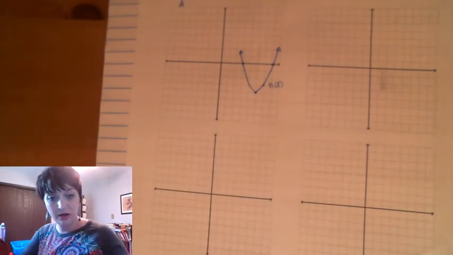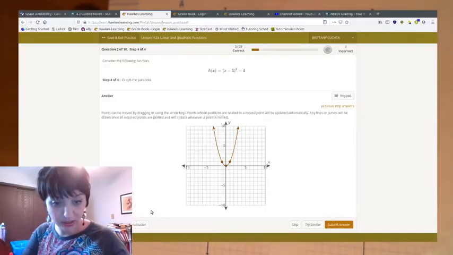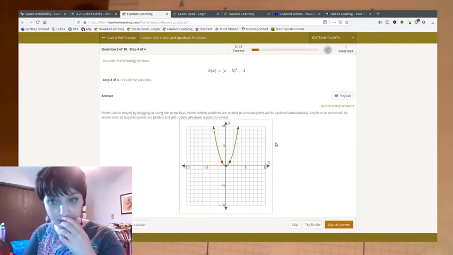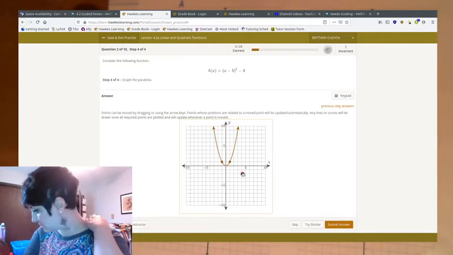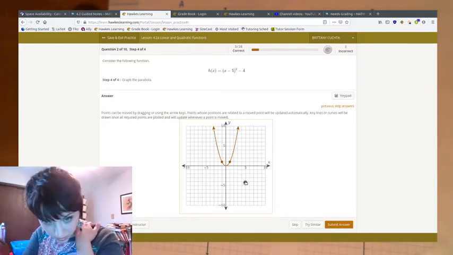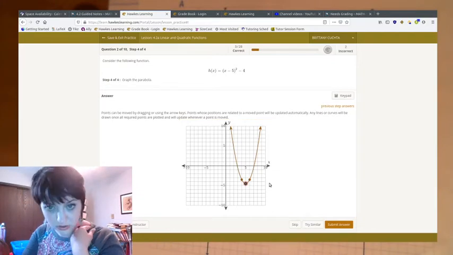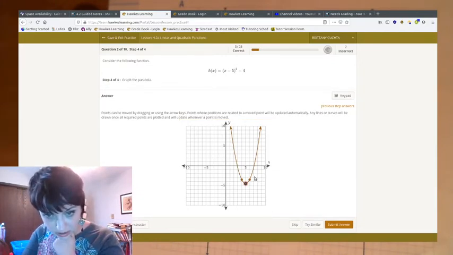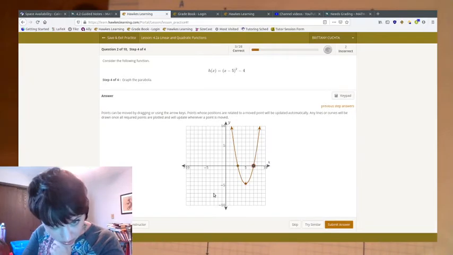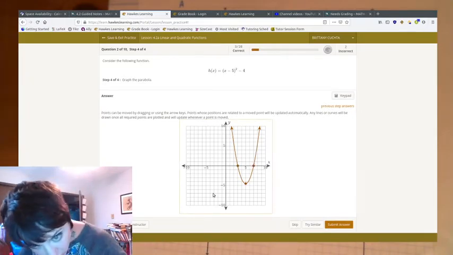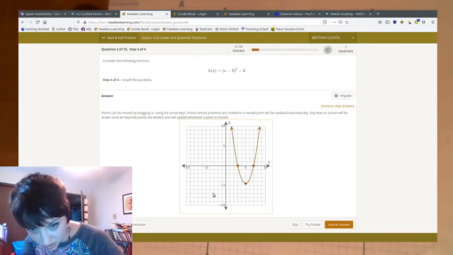Okay, so I'm going to put this back up. Points can be dragged or you can move them using the arrow keys. Okay, so move our vertex. It was (5, negative 4). Okay, and then we had, is there a way to zoom in? Oh no, it's just my angling that is making it hard to see.